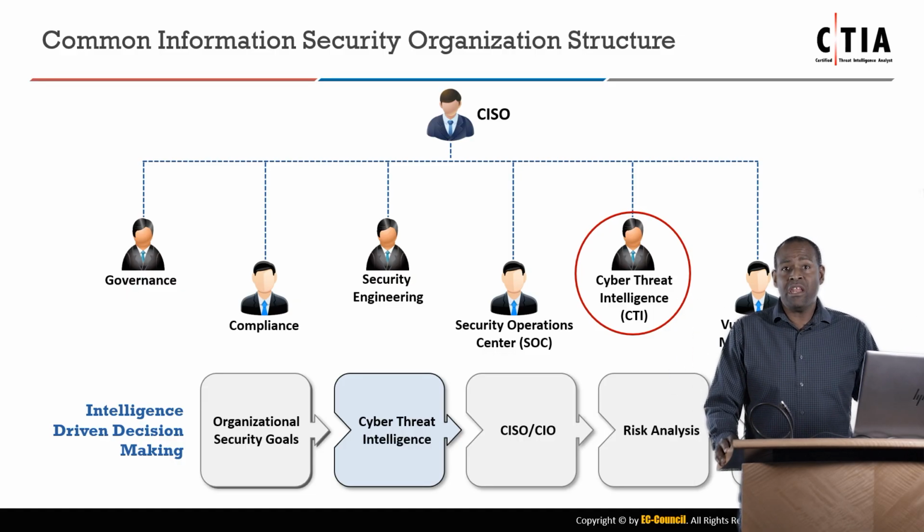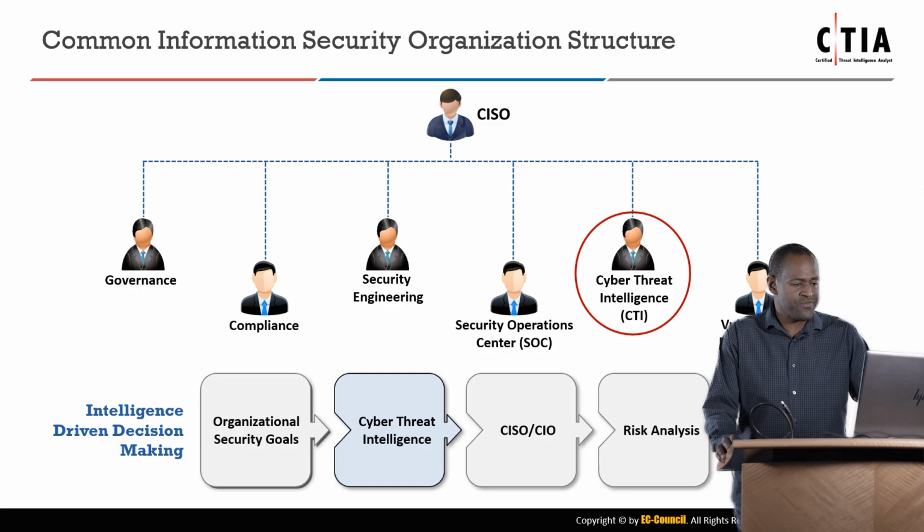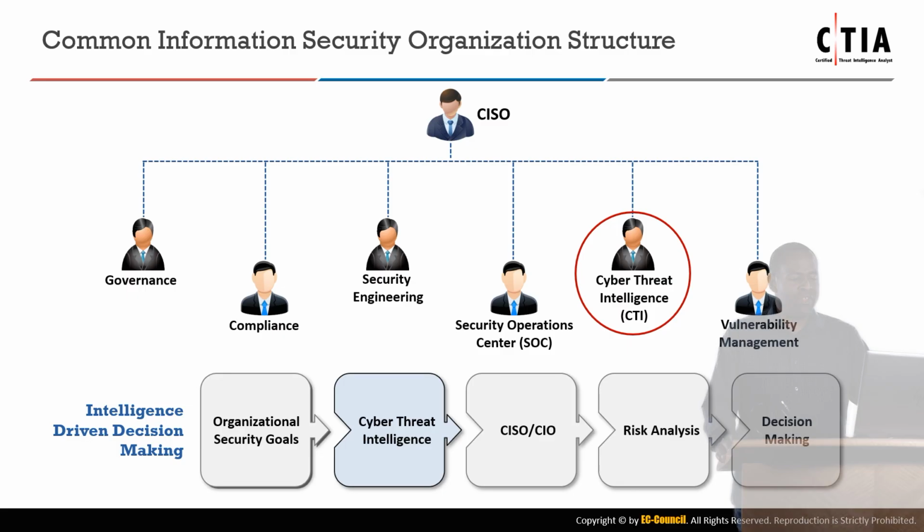But either way, they need to be able to have an organizational structure that has all these important pieces to be able to build an organization that can respond to threats. If you look at intelligence-driven decision making, this is fed by the organizational security goals, and then that goes into cyber threat intelligence up to the CISO, CIO, from where we will perform a risk analysis, and that risk analysis will determine the decisions that are going to be made in the organization.